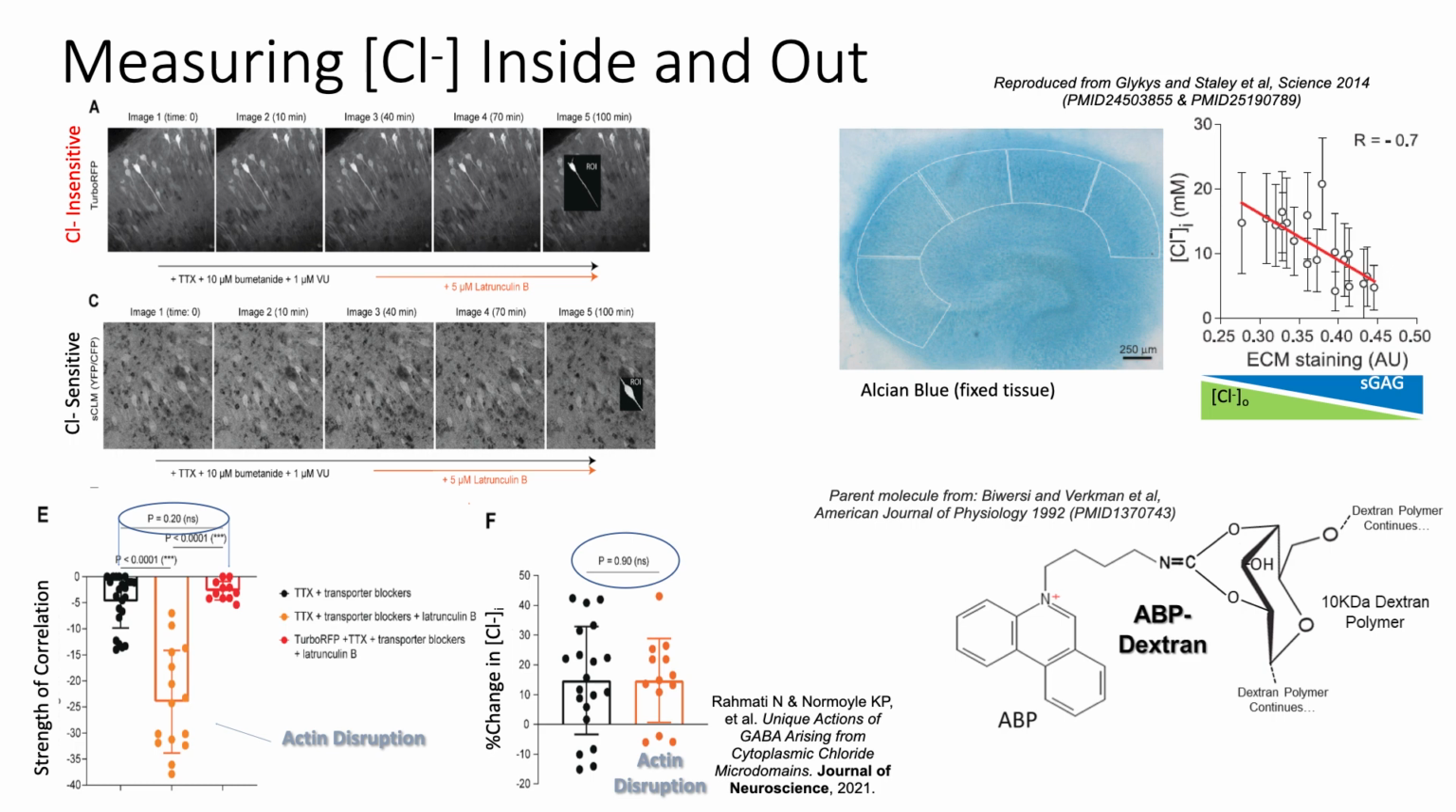And so the way that we were able to go about doing that was with ABP dextran. I'm happy to answer questions about it, but I'll just say that we used fluorescent lifetime imaging, which allows us to have a concentration-independent way of measuring the chloride using this particular dye.